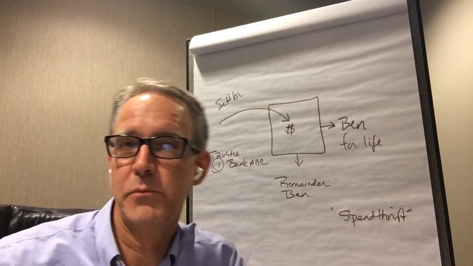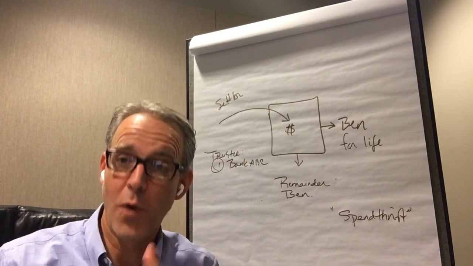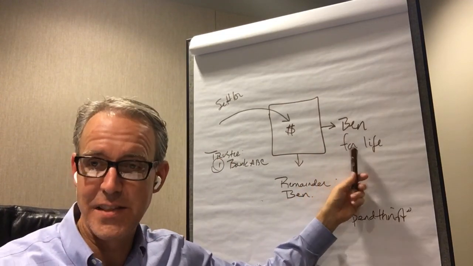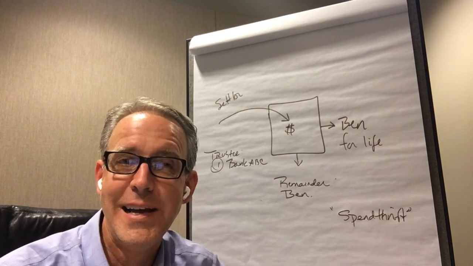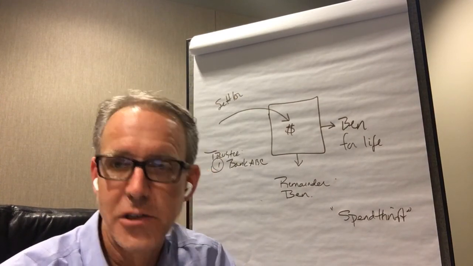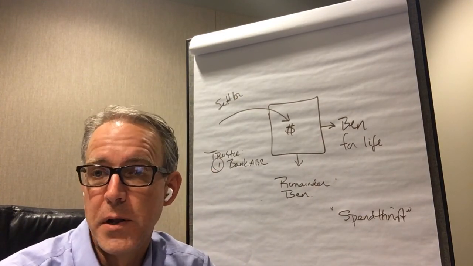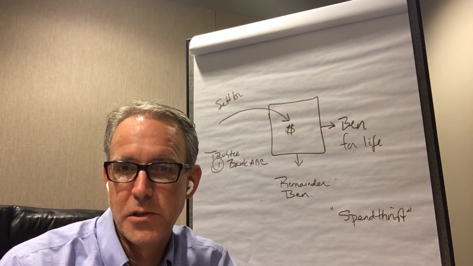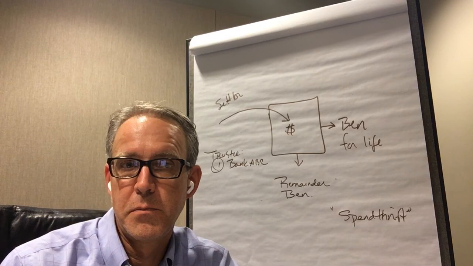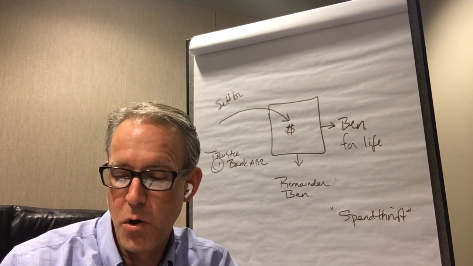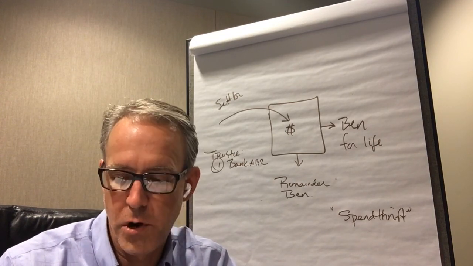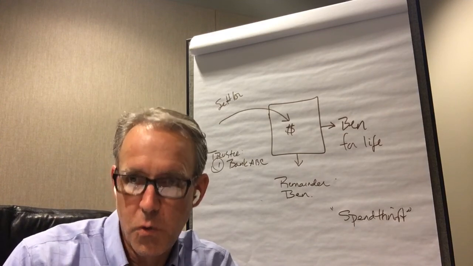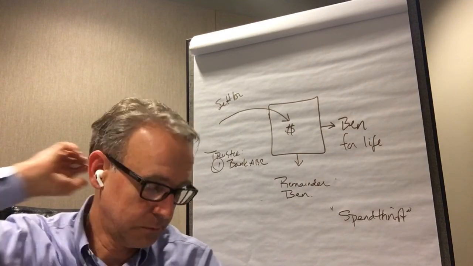So what can they do? A creditor can wait until money lands in the hands of the beneficiary and then try to attach it. But if there's not a spendthrift clause in the trust, a creditor can now go get an order attaching future distributions.